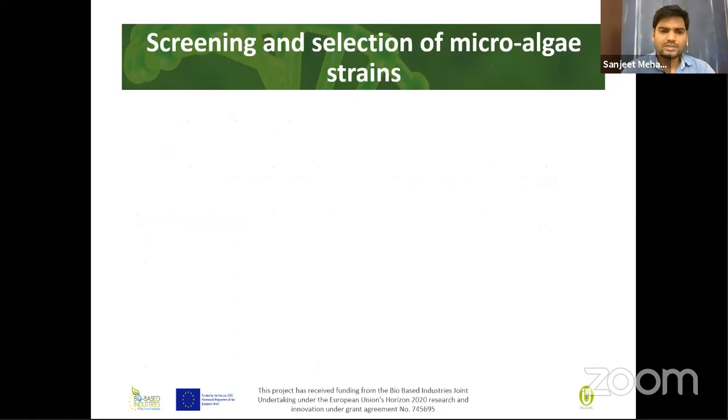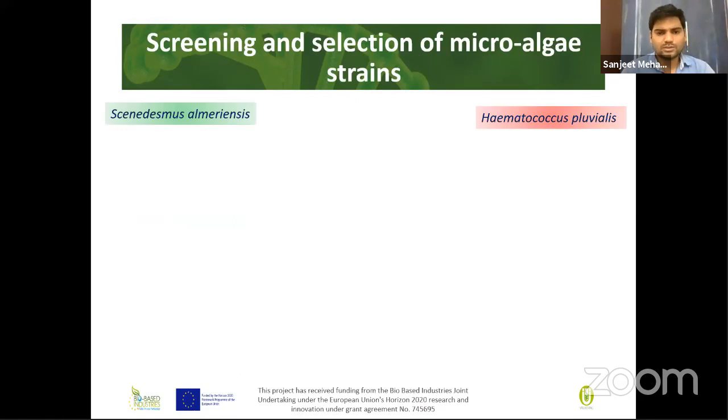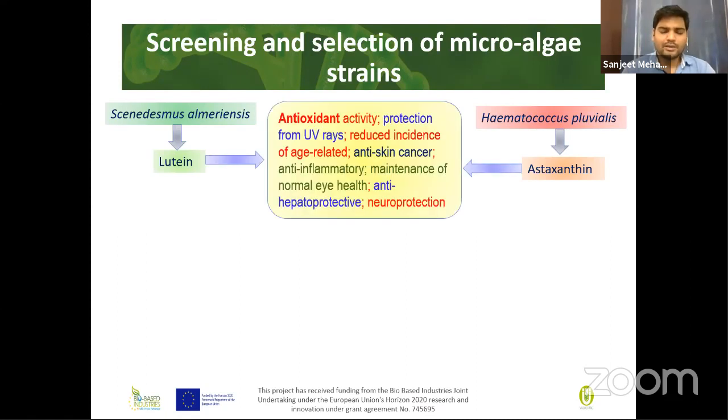So during the screening phase, why did we choose these two microalgae strains? Because these strains have the potential for production of bioactive compounds, that is lutein and astaxanthin, and both these compounds have high antioxidant activity, as well as activity against skin cancer and anti-inflammatory activity.